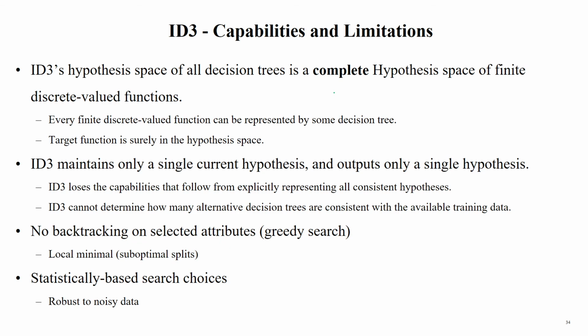So this is the ID3 algorithm. Whenever we have attributes and a discrete-valued target function, we can use the ID3 decision tree algorithm, which maintains only a single hypothesis and outputs only a single hypothesis. There is no backtracking on the selected attributes, which is one of the disadvantages. It is a statistically based search, which is robust to noisy data. That means it can handle errors and missing values easily.